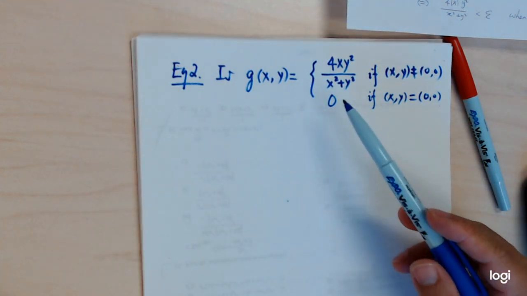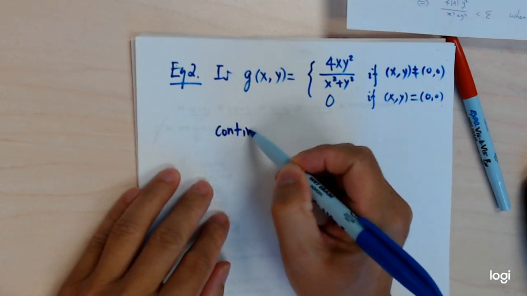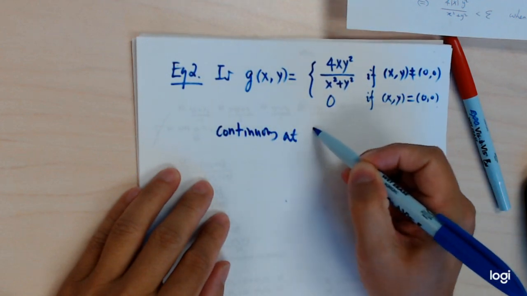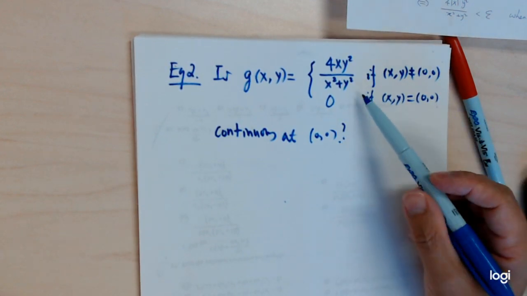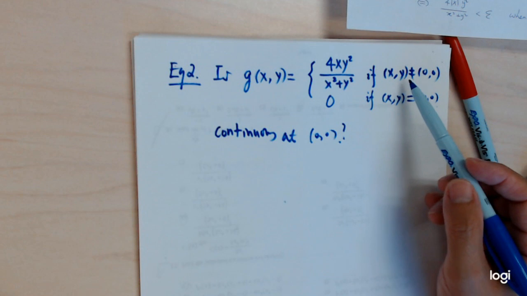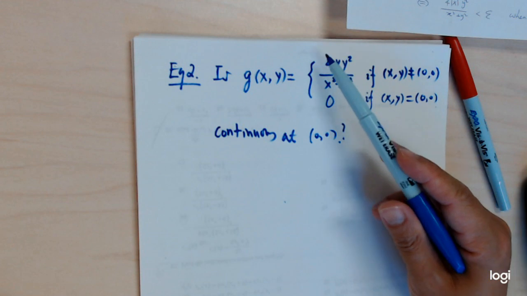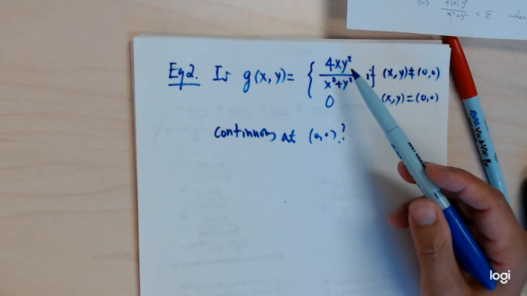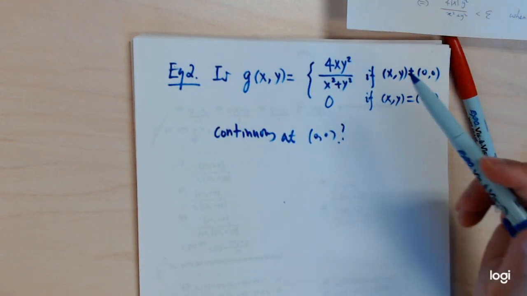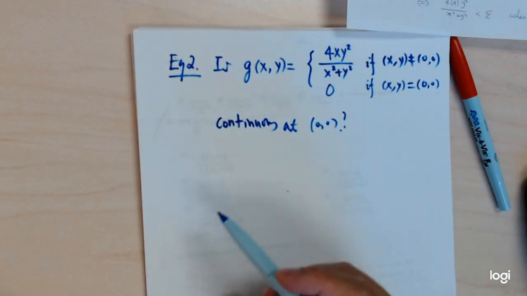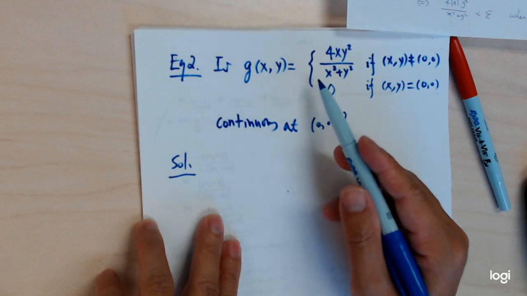So for this one, we can try to figure out the limit. Sorry, I didn't finish the question here. Is it continuous at, once again, the origin? So for this one, you can try different paths to 0, 0. You will find out that along different paths it will always go to 0. But the thing is, how do we prove it? We want to prove the limit is actually 0, okay?